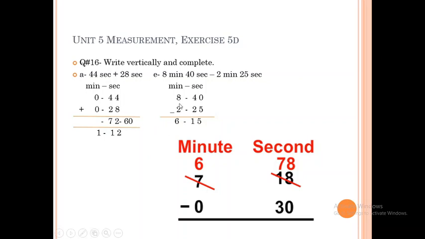And here 8 minute 40 second minus 2 minute 25 second. Here the subtraction is possible, so normally subtract it. Here also they have shown you 18 minus 30 not possible, so you have to borrow from here and add 60 to 18, it will change to 78, then do the subtraction.